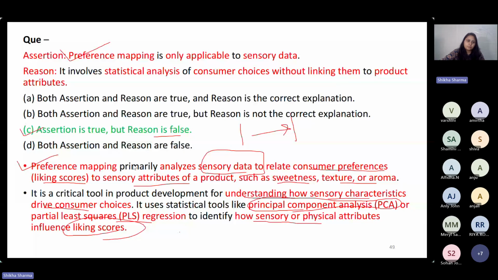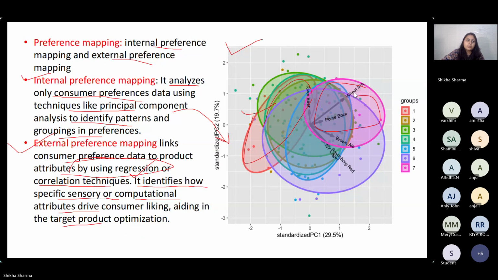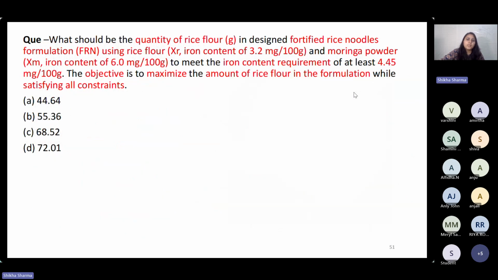So here it links with, not without, it should be with linking with the product attributes also. So the assertion is true, but the reason is false. Okay, let's solve this question.